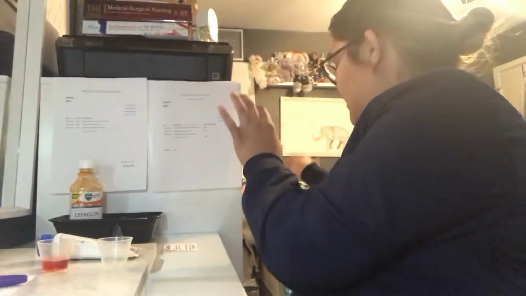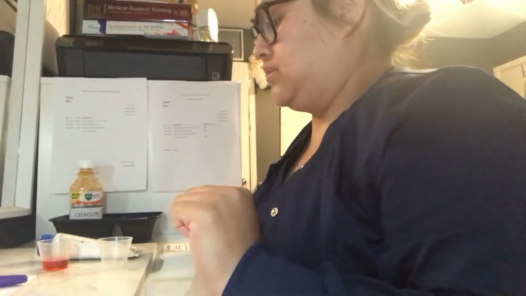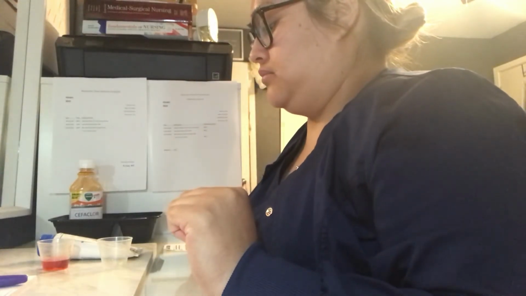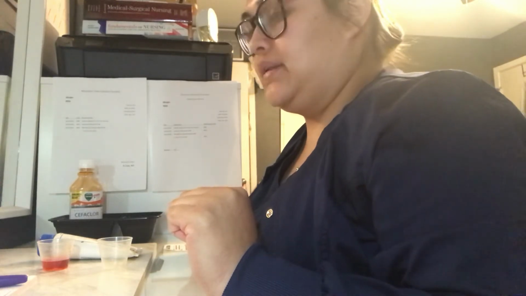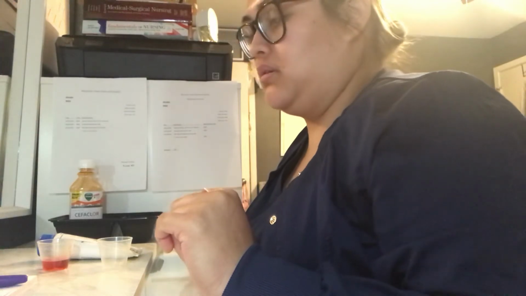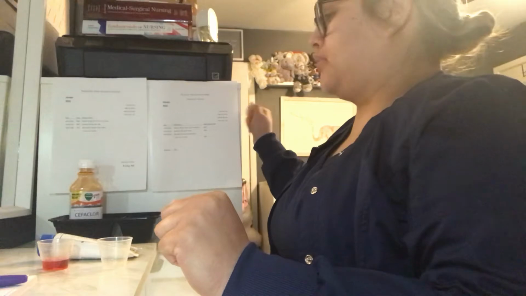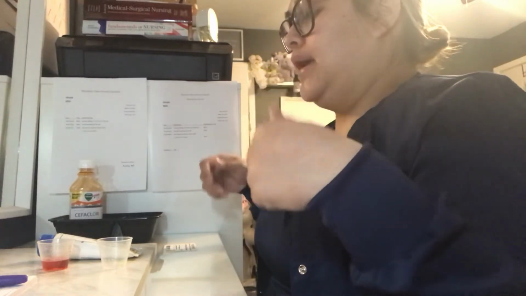Remove my gloves, then perform hand hygiene. Okay, so I have completed that, and that was my second check. Now we'll start my third check, and this is prior to giving the medication to the patient on the bedside. So I will go to my patient's room. They have allowed me to come in. I close the door, I provide privacy, and I introduce myself.